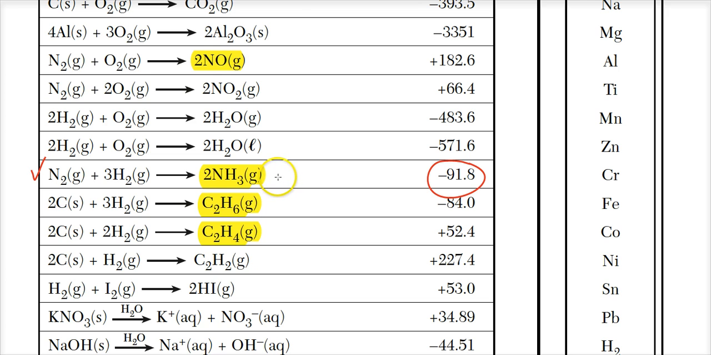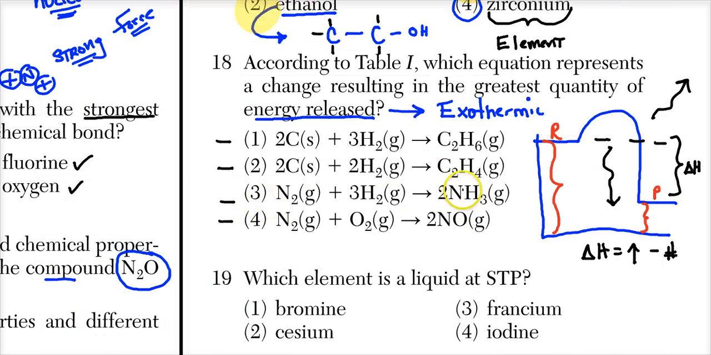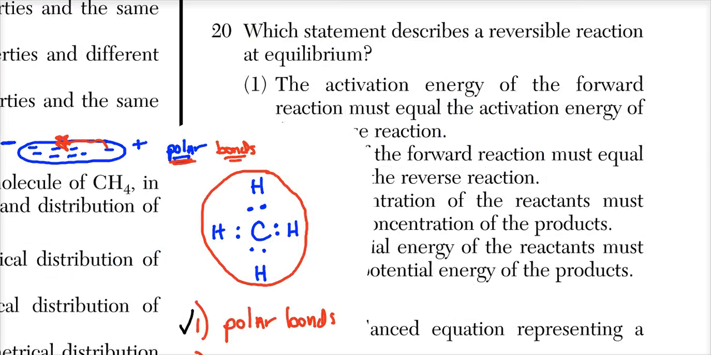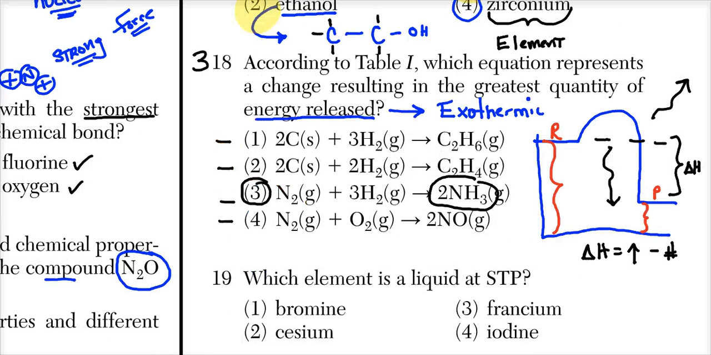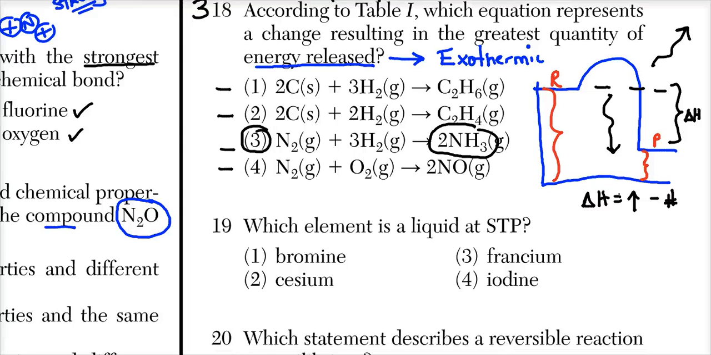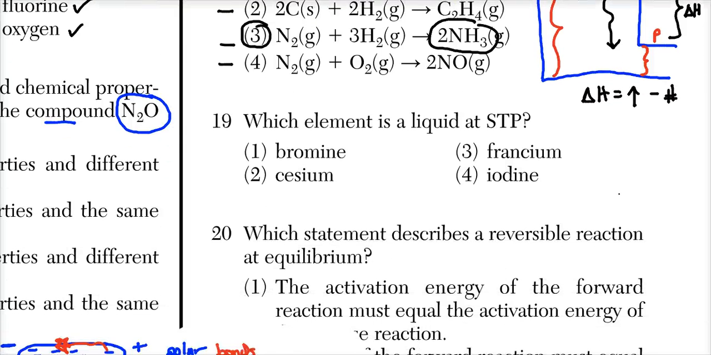So let's go back to the question. So again, the making of the NH3 from N2 was the most negative or most exothermic, and that's why 18 is 3. Okay, number 19. Which element is a liquid at STP?